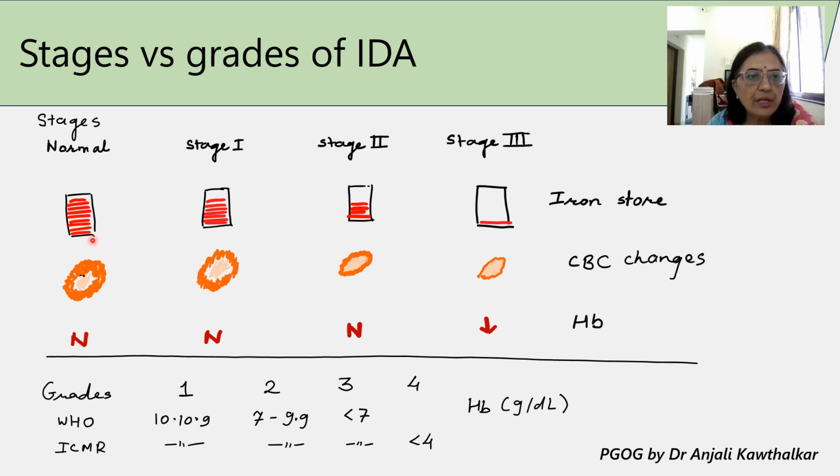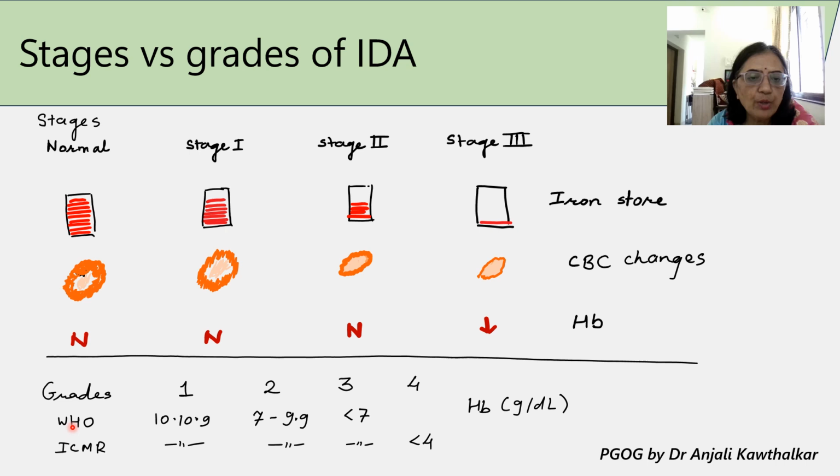So pictorially we can see it here. This is the iron store, and in stage 1 there is only depletion of iron stores, whereas the RBCs remain the same and the hemoglobin is normal. In stage 2 there is further depletion, and the RBCs are becoming microcytic hypochromic, but hemoglobin is still normal. Stage 3 is where all three features are there: profound depletion of iron stores, CBC changes with hypochromic microcytic RBCs, smaller and paler RBCs, and a fall in hemoglobin.